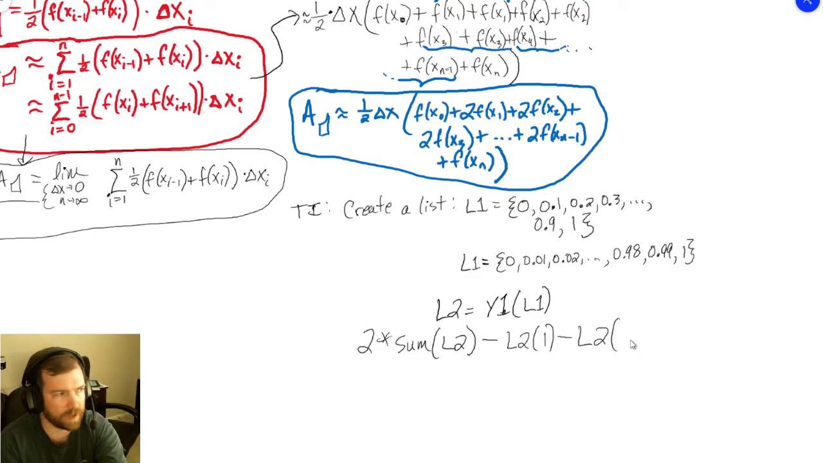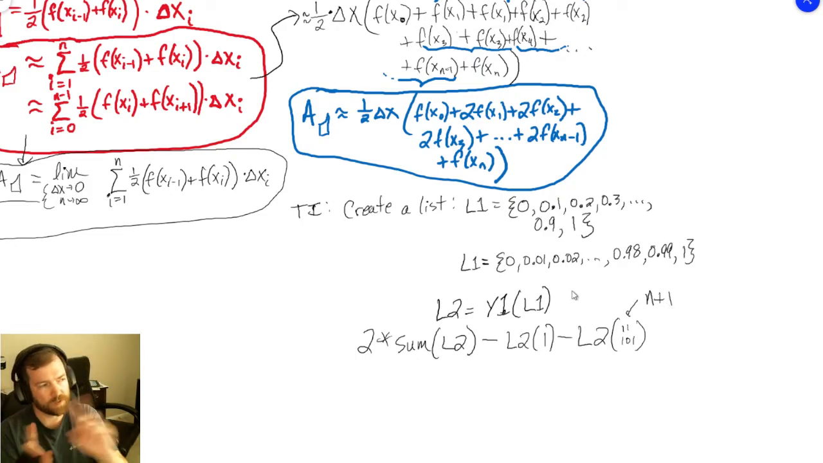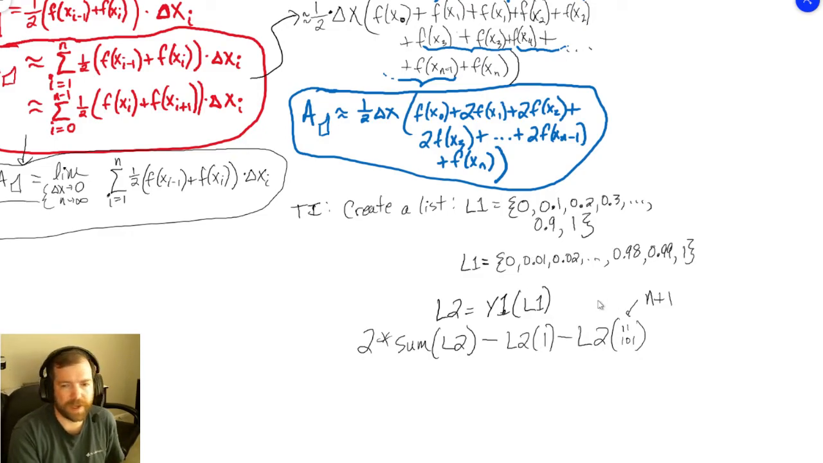Whatever that is. If this is 1, then 10 plus 1 is 11, so either 11 or 101, whatever number it is here. So this really is just n plus 1. So subtract off the first and the last elements, and then this is going to be your approximation for it.